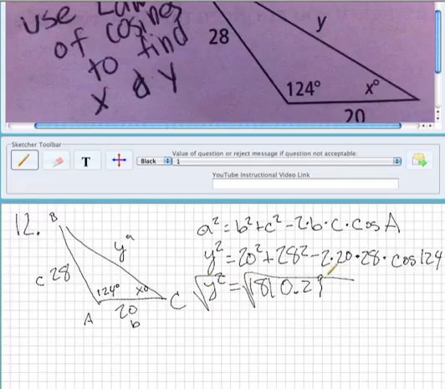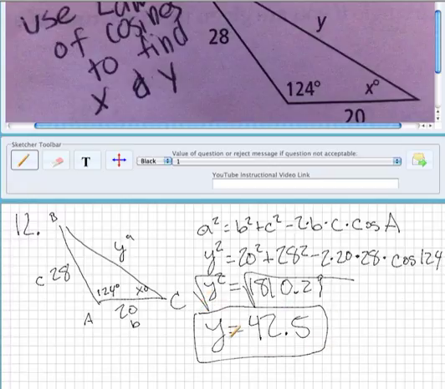So y is actually equal to 42.5. And that would be our y answer.